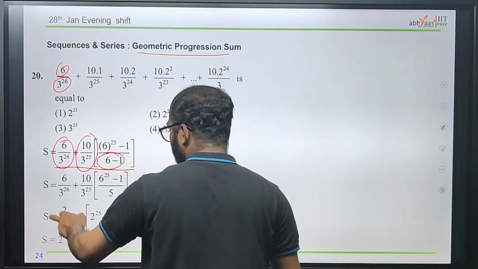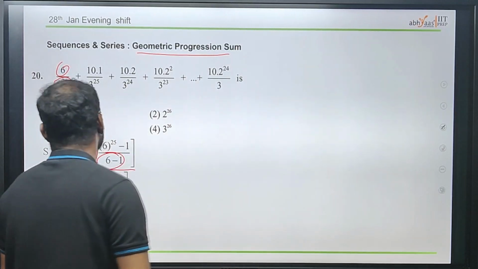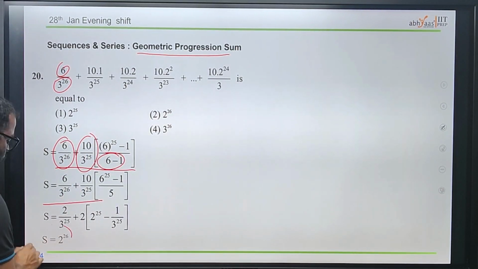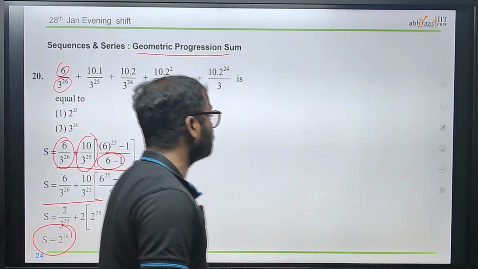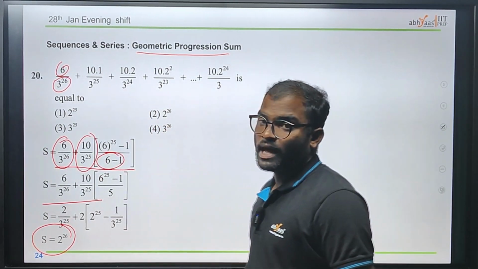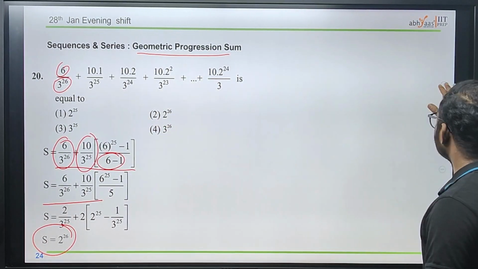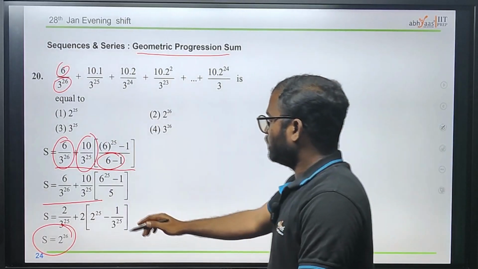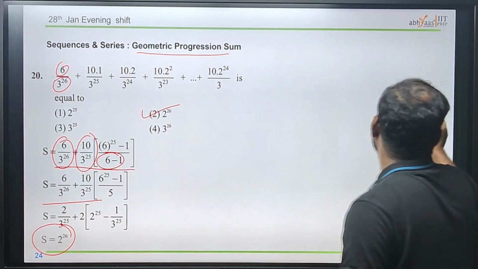After further simplifications, the sum will be equal to 2 power 26. That's a simple one. You just have to see that in the numerator and the denominator, the same terms will be present, which gives 2 power 26 as our answer.